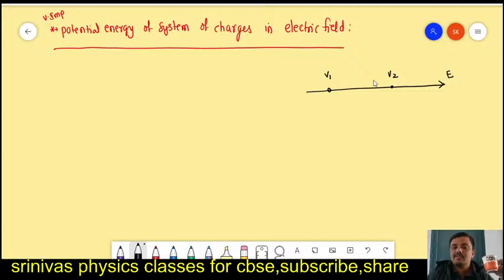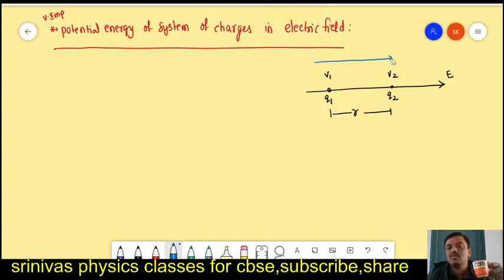Then in this electric field we have to bring two charges. One charge we have to bring to this position, the other charge to this position. For that we have to do some work. That work will be stored in the form of potential energy, right? This distance we will take as r. Previously, if there is no external electric field, we derived the formula for the potential energy. But now we are keeping the two charges in the electric field. Then what is the potential energy?